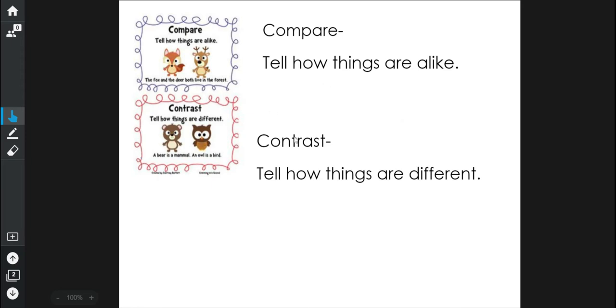So that's what compare and contrast means. Comparing is just telling how things are alike, and contrast is just telling how things are different. Pretty simple, huh?